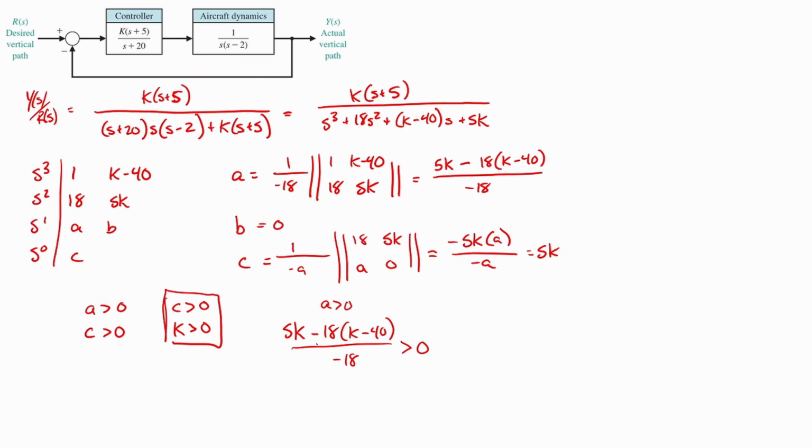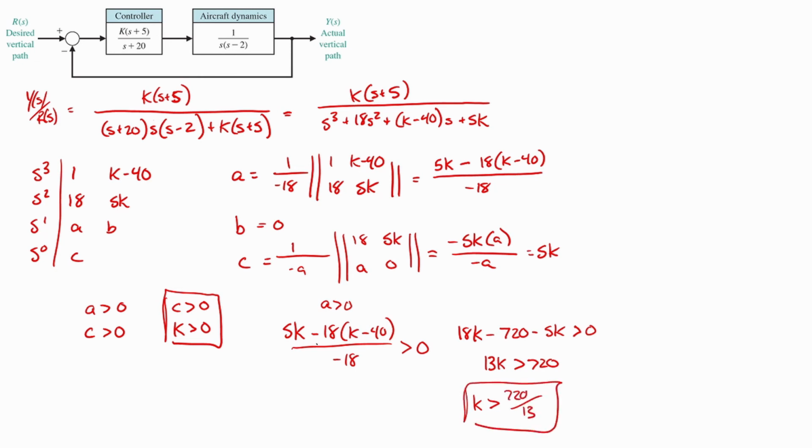Okay, so we'll bring the 18 to the other side. The negative we have to reflect up at the top here. So we're going to have 18K minus 720 minus 5K. Again, we took the negative from the bottom and brought it to the top. This has to be greater than 0. So that equals 13K has to be greater than 720, or K has to be greater than 720 divided by 13.